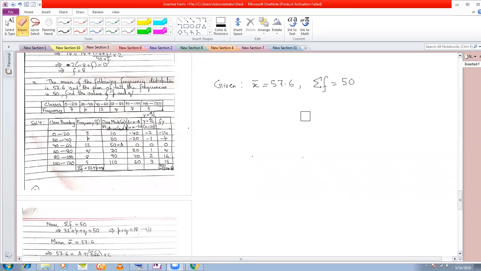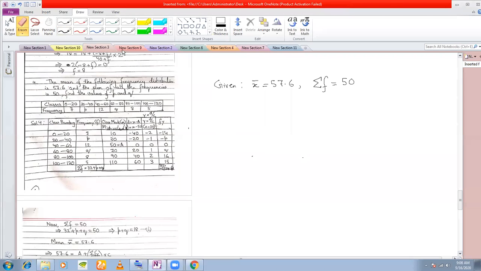Aniket. Yes, sir. Class width. How much is the class width here? Upper boundary, lower boundary. I told you how to calculate the class width. Class width is 20 minus 0, or 40 minus 20, 20, or 60 minus 40. Class width is 20. Okay, so that is why your C here is 20.